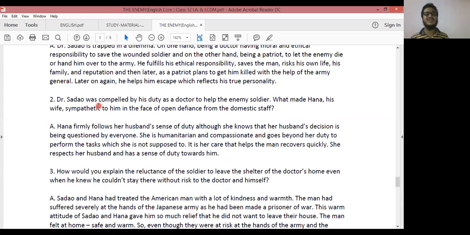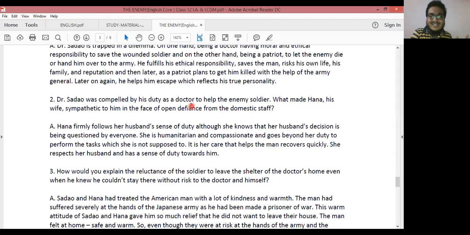Dr. Sadao was compelled by his duty as a doctor to help the enemy soldier. What made Hannah, his wife, sympathetic to him in the face of open defiance from the domestic staff? See, I was talking about Hannah. Now there comes the question for Hannah. The domestic staff refers to the maids and other servants.